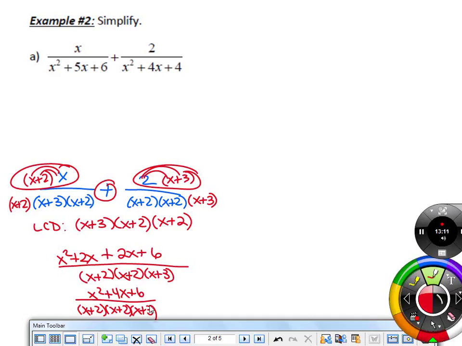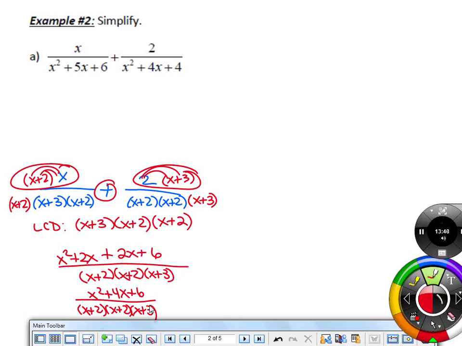So now that you've done the addition, it still becomes a problem like you saw on the last slide. It's still a simplifying problem. So you have to ask yourself, does this factor, and if it does, do any of those factors then cancel with these to make a simpler answer? So the first question, does this factor? Are there two numbers that multiply to make 6 and add to make 4? No. Then it's not going to factor.